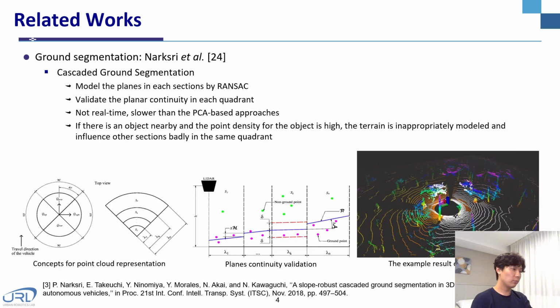This research can replace the ground segmentation. Unlike the previous research, it can do the ground segmentation through RANSAC-based planar modeling. As shown in the left figure, it divides its surrounding area into four quadrants, and the ground modeling is performed considering the continuity between each quadrant by dividing it into several sections. However, it shows a slow processing speed compared to the PCA method, and if the planar model is formed incorrectly in the nearby section, the planar model for the subsequent section will also be problematic.